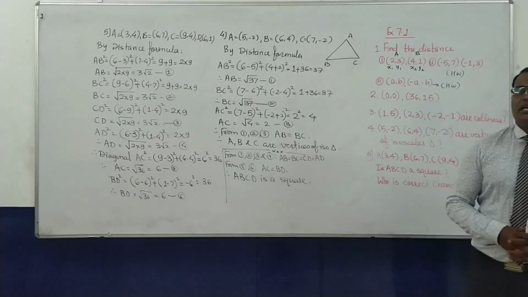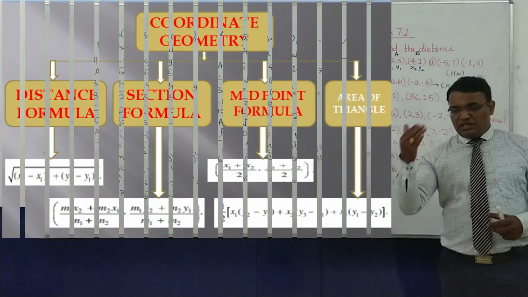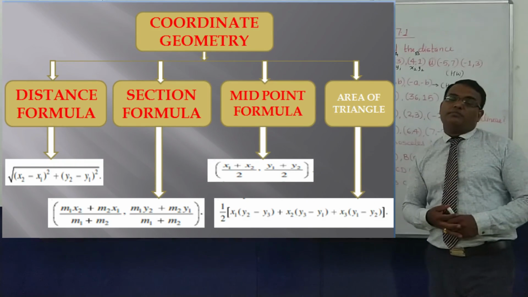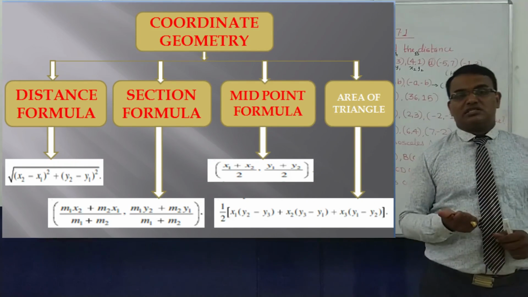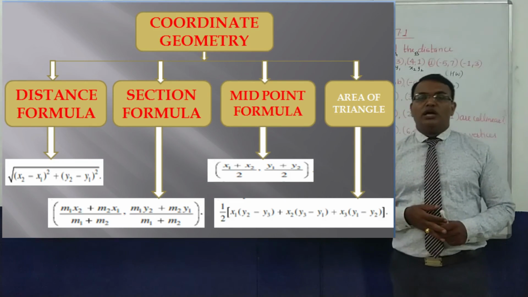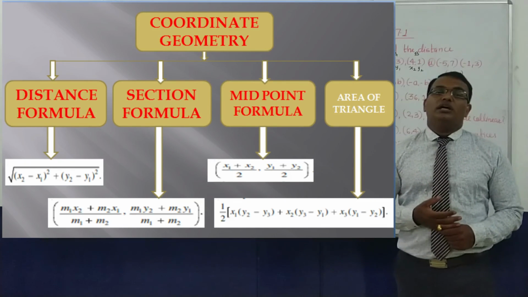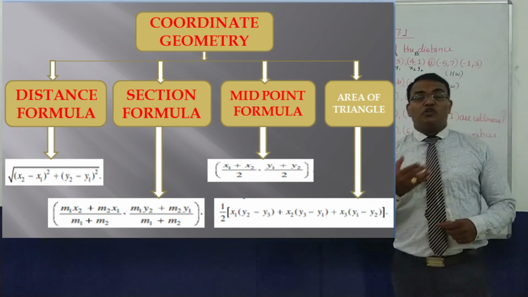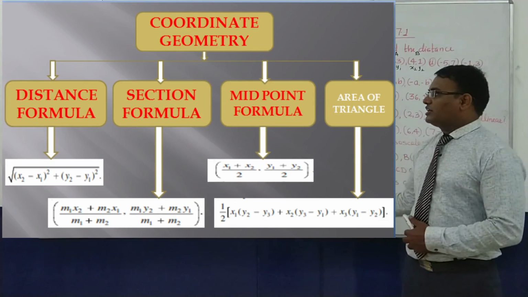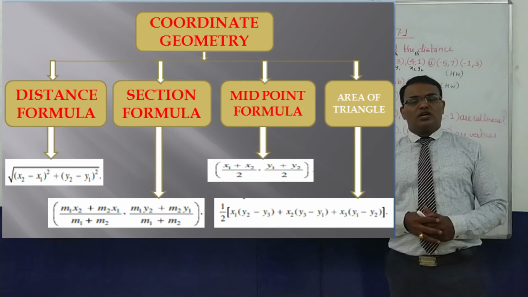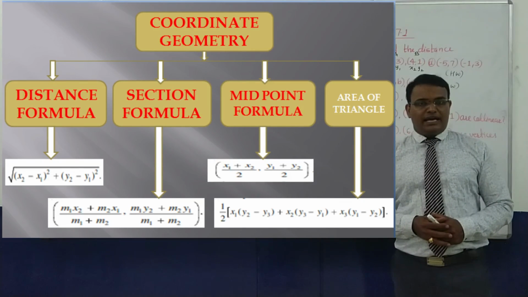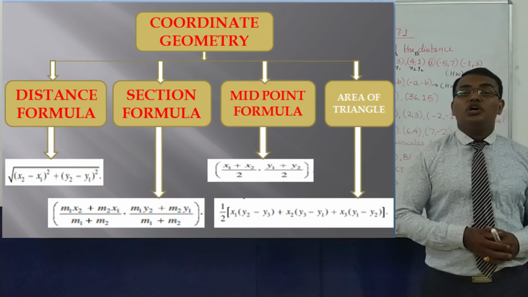So before closing, I just want to revise the content in this topic. In chapter number 7, we are going to study the distance formula, the midpoint formula, the section formula, and the fourth one is area of triangle. But area of triangle is not part of our syllabus. So we have started already. First 5 sums are over. So it was a small recap of what we are going to do.